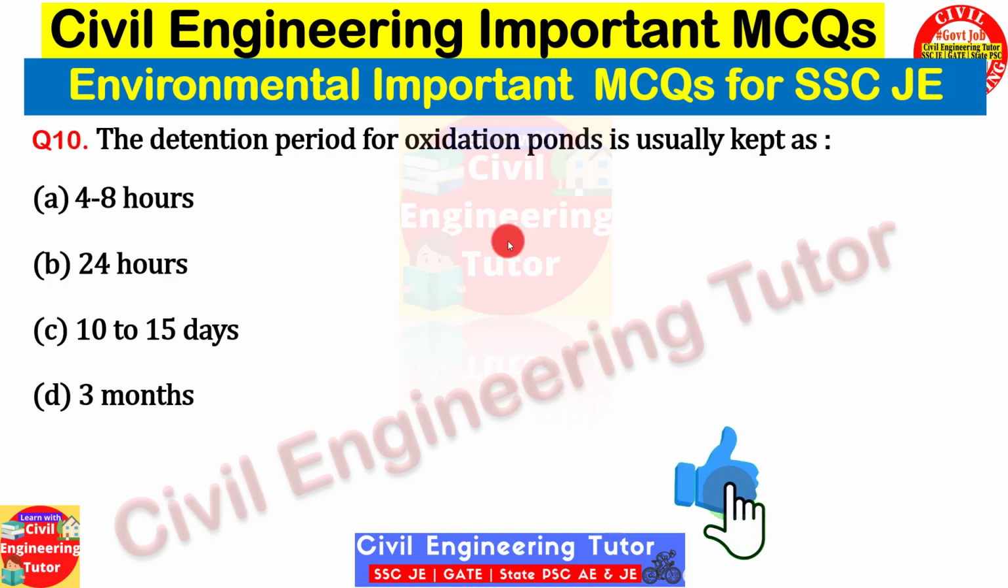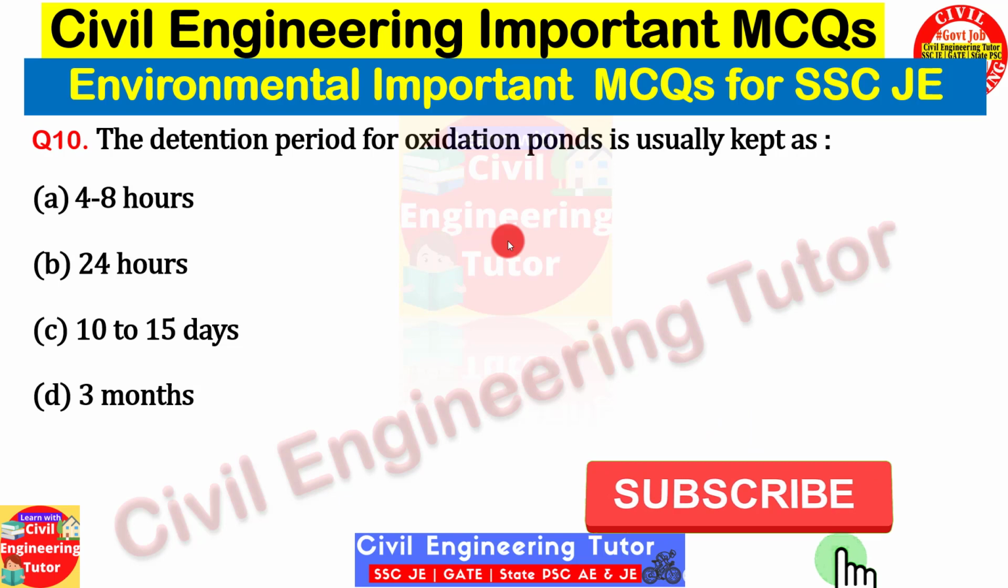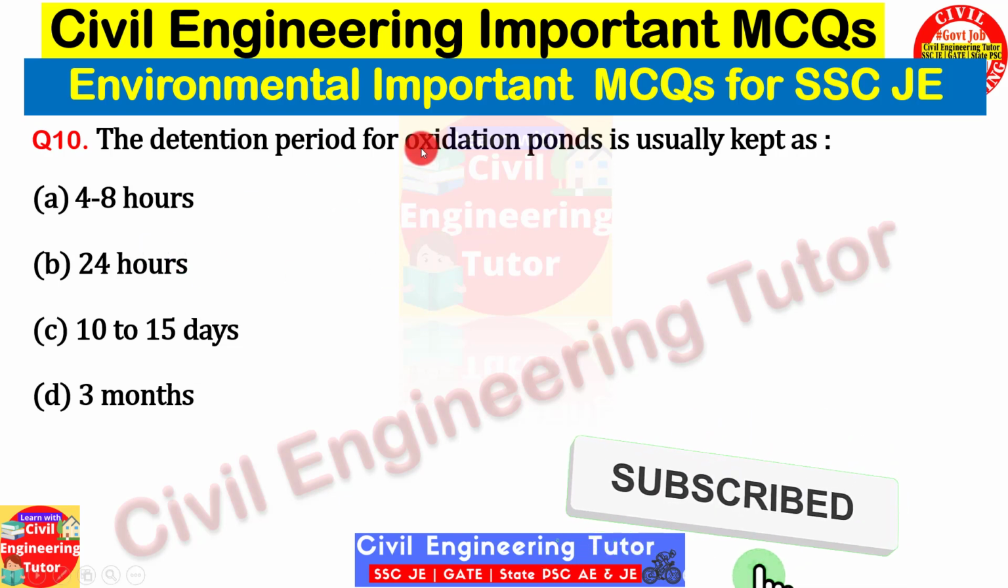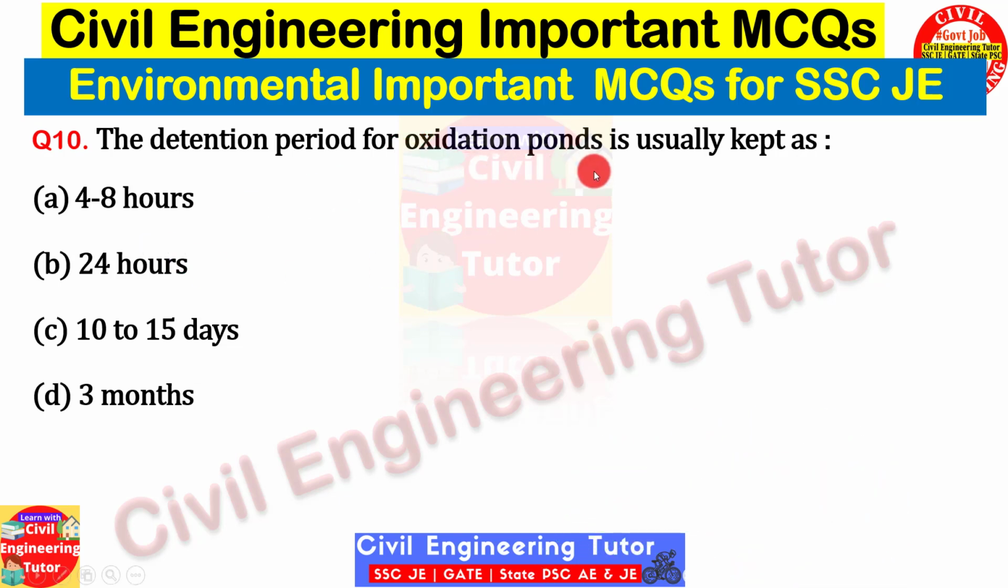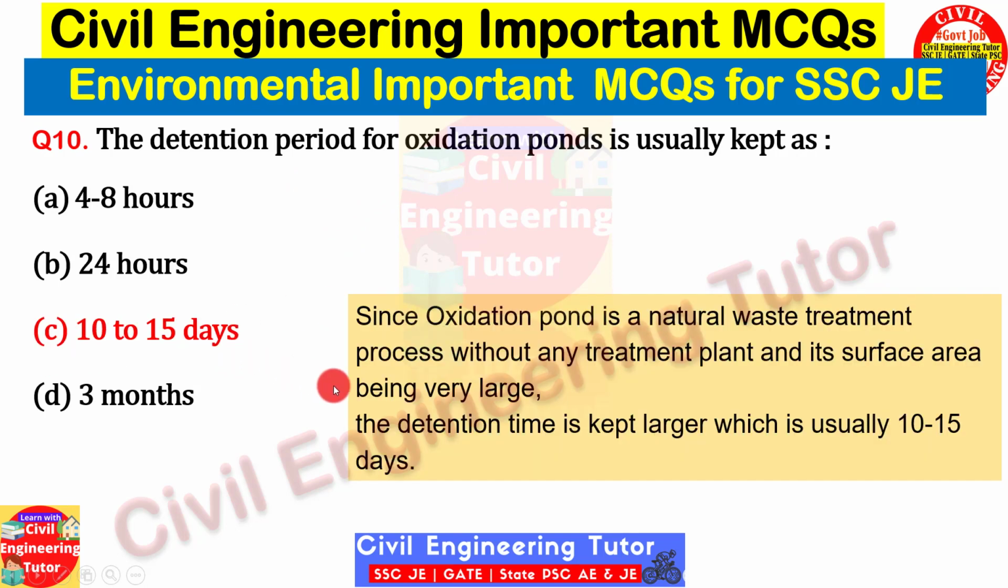The detention period for an oxidation pond is usually kept as. We know that an oxidation pond is a natural water treatment system and it is generally very large in size. Being a natural water treatment system, we do not use any chemicals here. So the detention period is generally very high, and that is 10 to 15 days. So remember this.